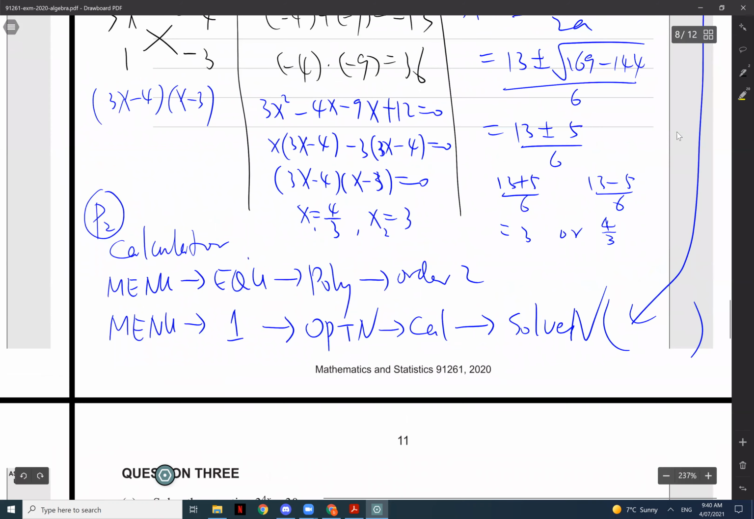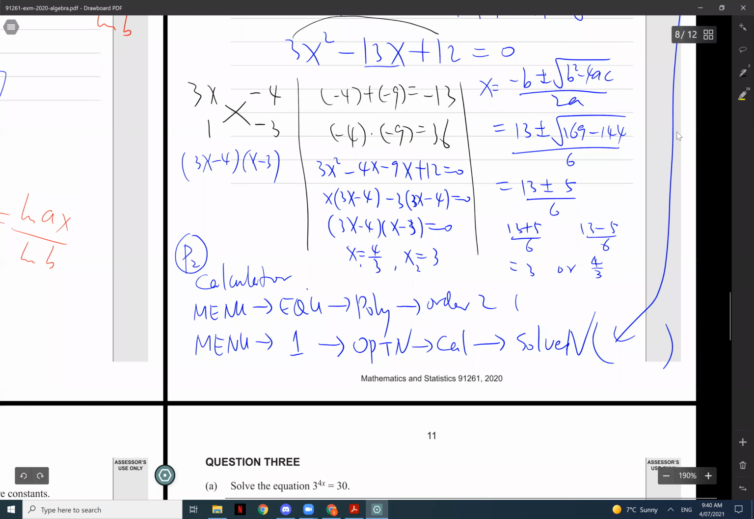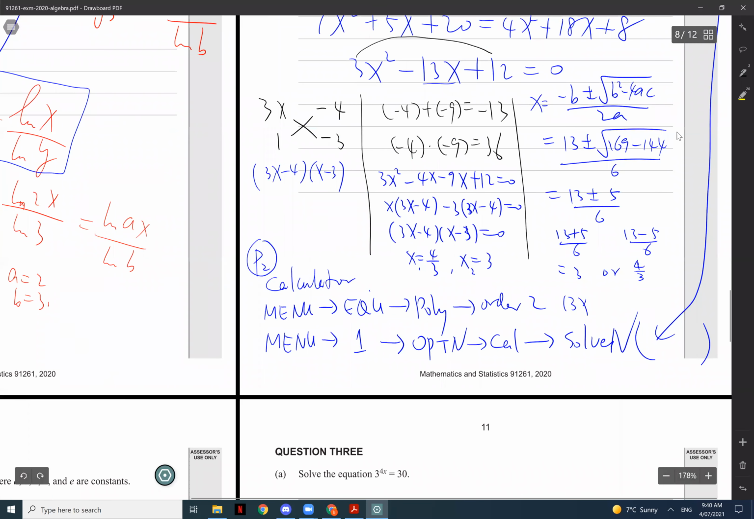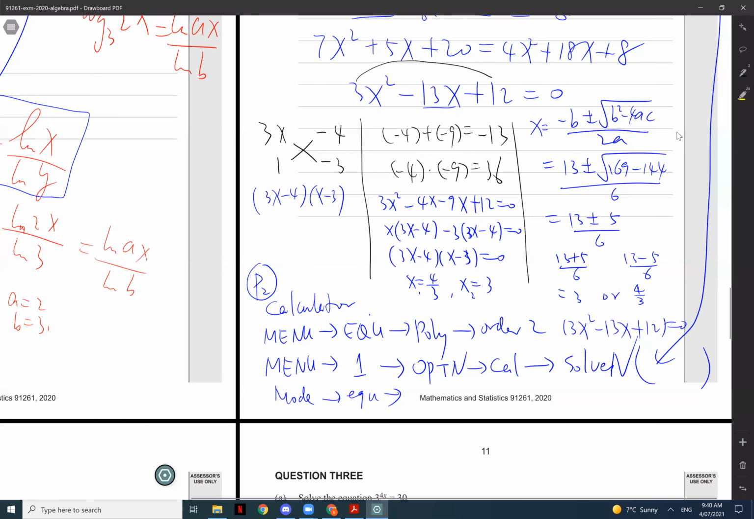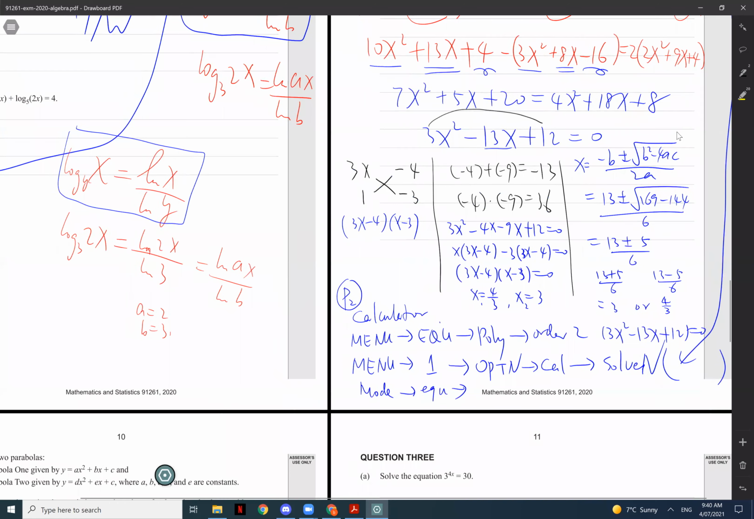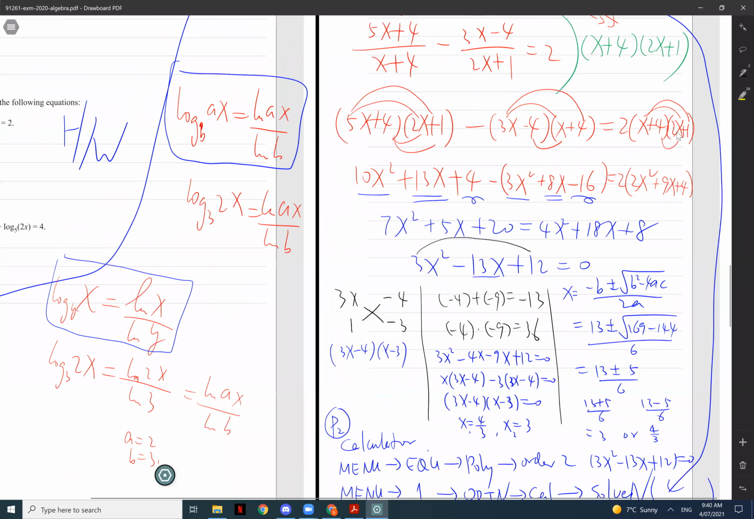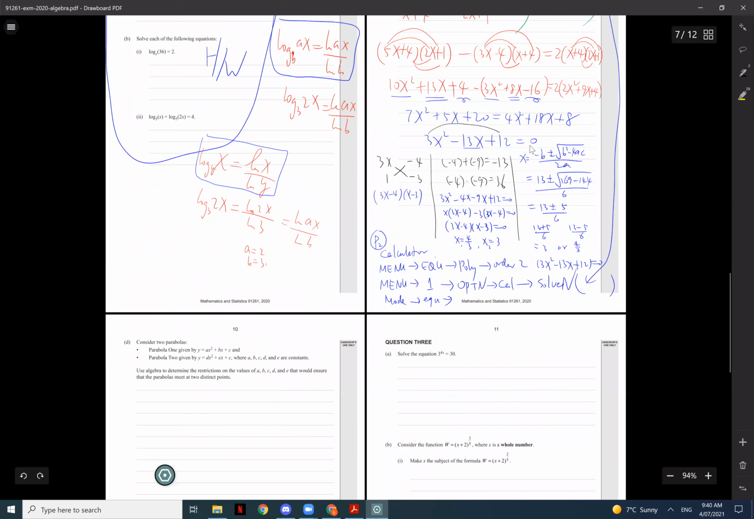But for this one, you just need this question. 3x squared minus 13x plus 12. If your calculator is not that powerful, you have mode equation. This question is too much algebra. Too much. If you're not confident, redo it as homework.